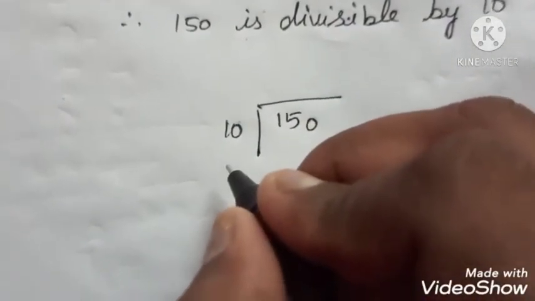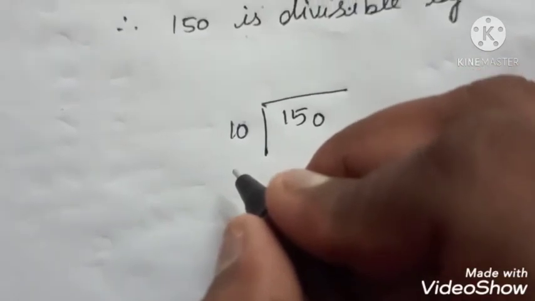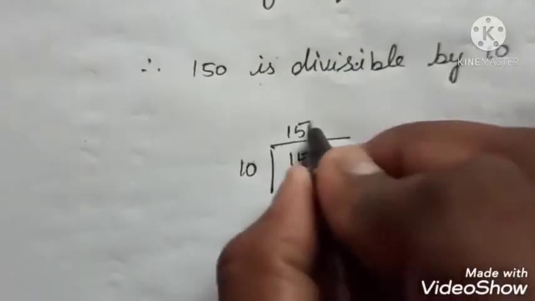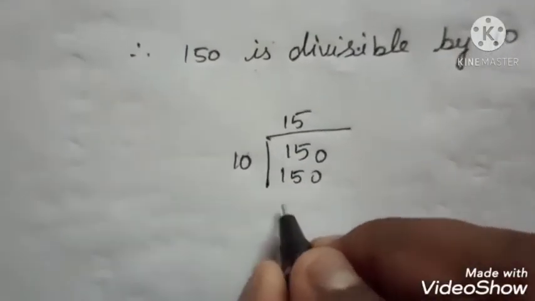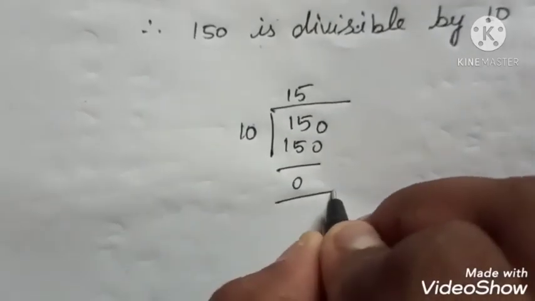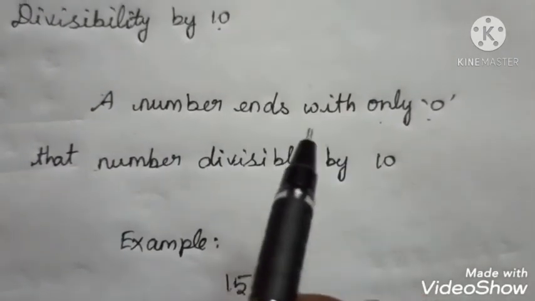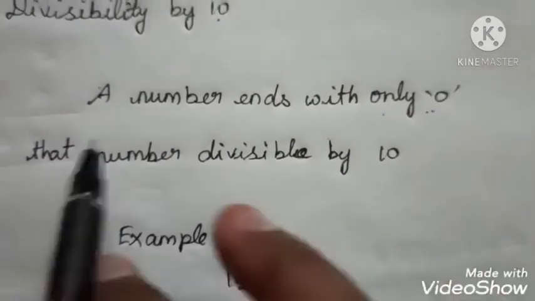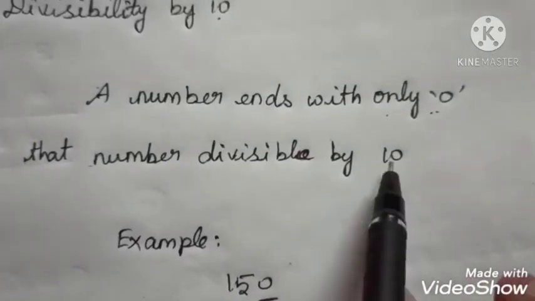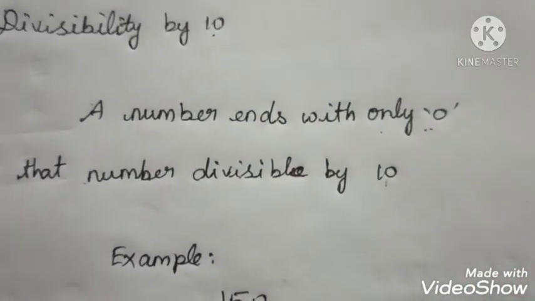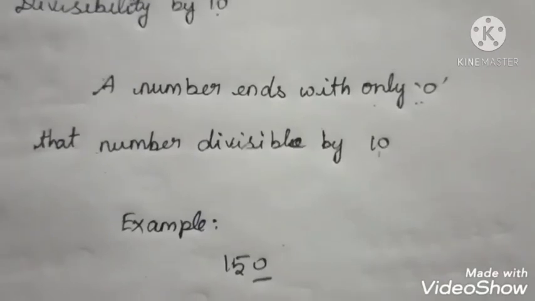1 ten is 10, 10 tens are 100, 11 tens are 110, 15 tens are 150. The remainder becomes 0. So clearly you know that for divisibility by 10, if the unit digit of a number is 0, that number is divisible by 10. So here you conclude the divisibility.